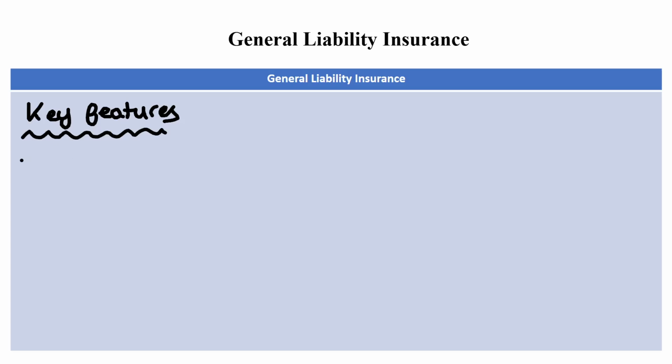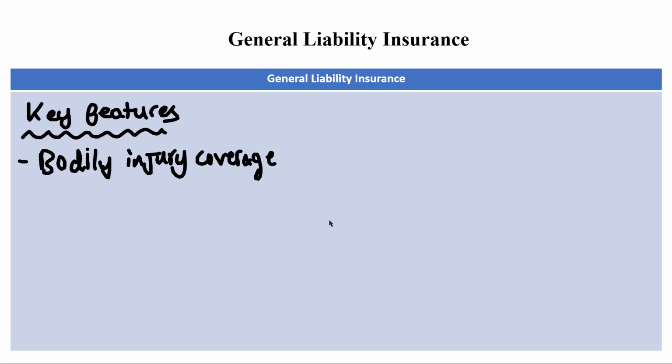Okay, so the first key feature that we have is bodily injury coverage. It covers medical expenses, legal fees, and damages if a customer, client, or third party suffers an injury on your business premises or due to your operations. For example, a customer slips and falls in your store and breaks their arm. GLI covers their medical bills and any potential lawsuit.